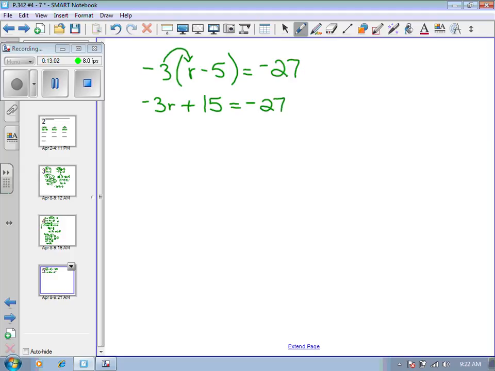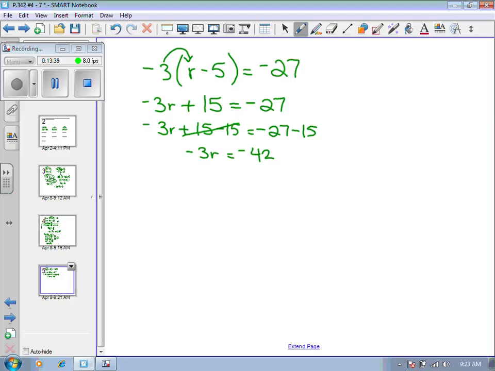Now we're ready to solve. What's my first step in isolating the variable? Get rid of the plus 15. What's the opposite of adding 15? Subtract 15. Whatever I do to one side, I must do to the other side. These two 15s cancel out, leaving me with -3r equals, I'm at -27 on the number line, and I'm going to move another 15. Where do I end up? -42. Very good.